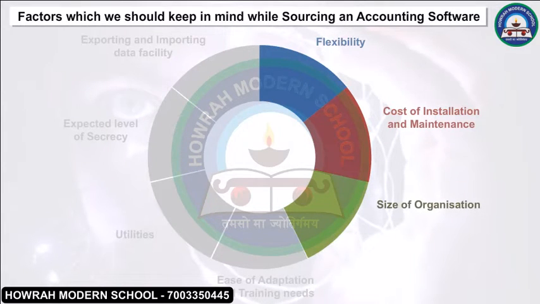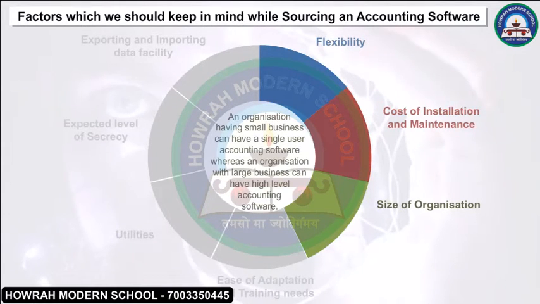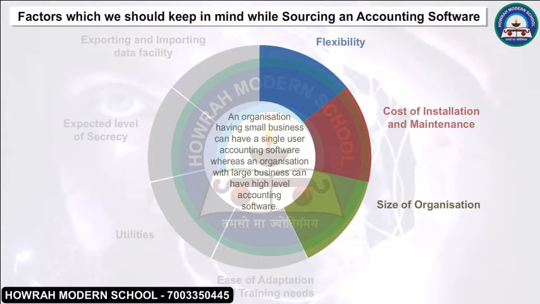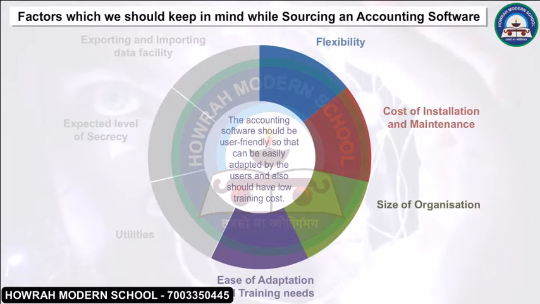Size of organization. The size of the organization and volume of transactions also affect the choice of accounting software. An organization having small business can have a single user accounting software, whereas an organization with large business can have high-level accounting software. Ease of adaptation and training needs. The accounting software should be user-friendly so that it can be easily adapted by the users and also should have low training cost.